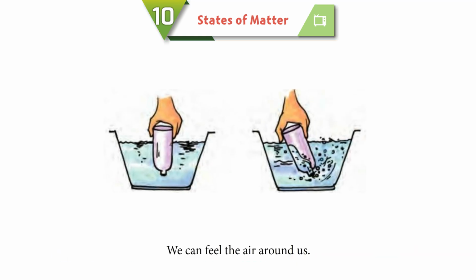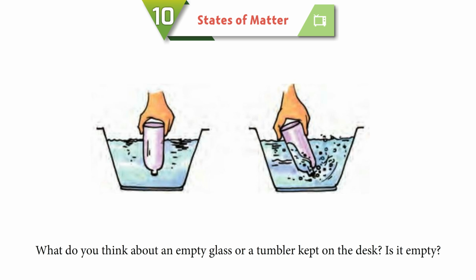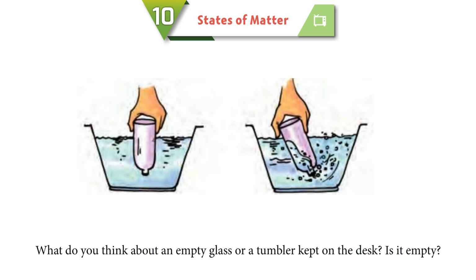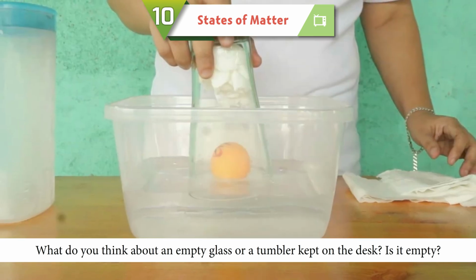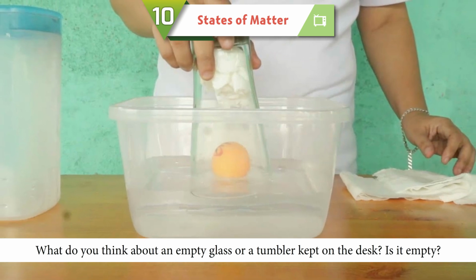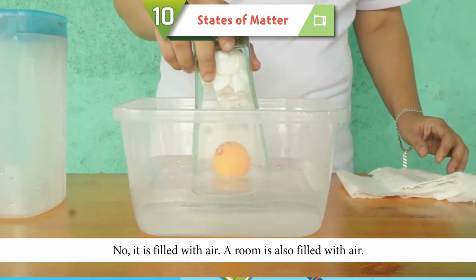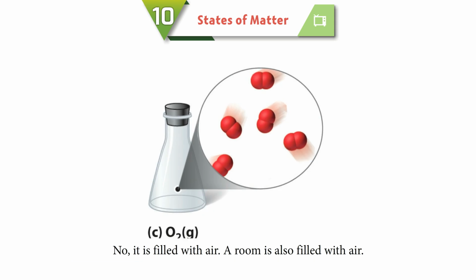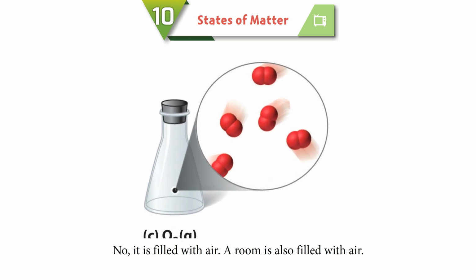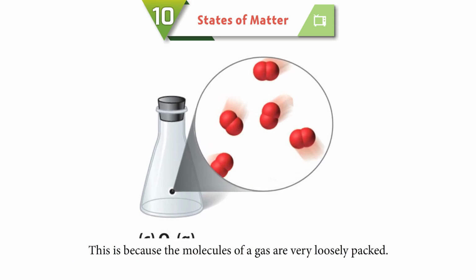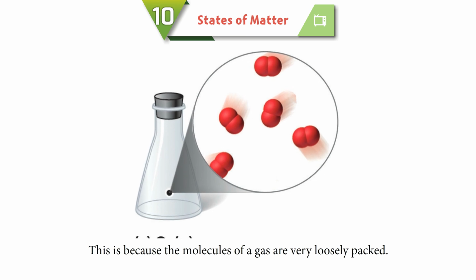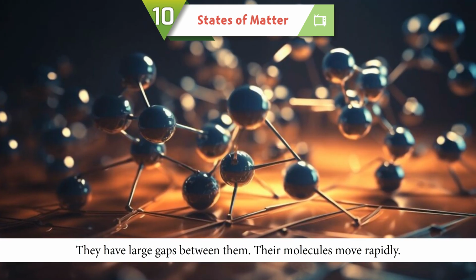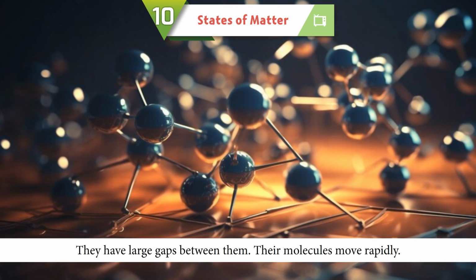Gases. We can feel the air around us. What do you think about an empty glass or a tumbler kept on the desk? Is it empty? No, it is filled with air. A room is also filled with air. This is because the molecules of a gas are very loosely packed. They have large gaps between them.